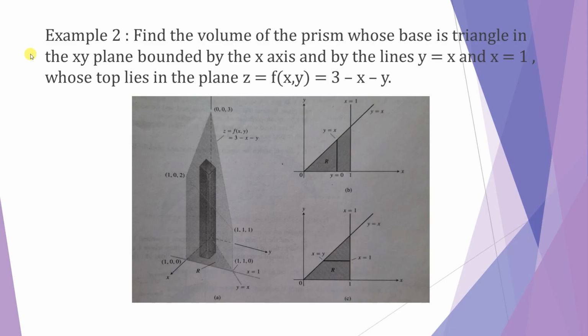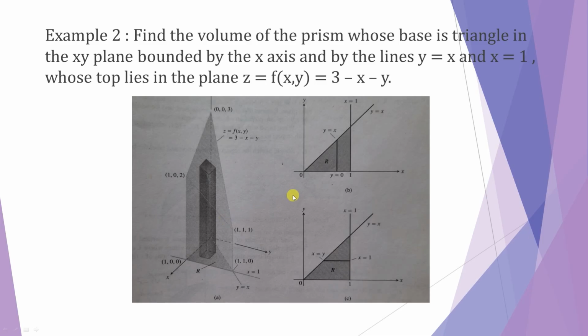In this example, we are going to find the volume of the prism whose base is a triangle in the xy plane bounded by the x-axis and the lines y equals x and x equals 1, and the top lies in the plane z equals f of x, y, that is 3 minus x minus y. So this is the solid we are discussing. In figure A, we can see that solid.